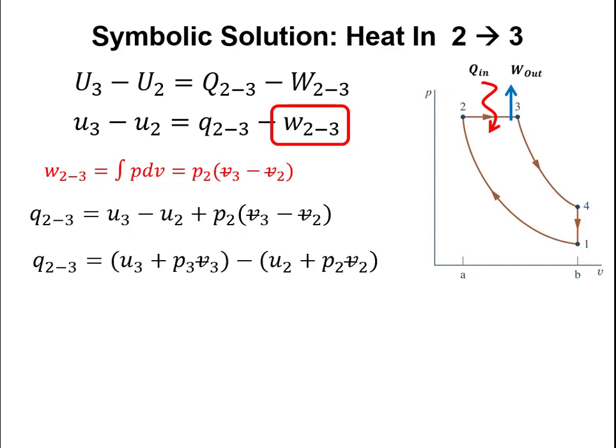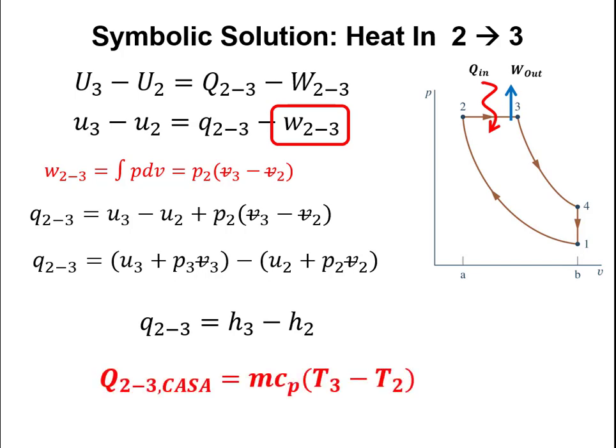I know that P2 is equal to P3, so I can group these terms by their state number, and I see that Q2 to 3 is equal to H3 minus H2. If I'm doing a cold air standard analysis with constant specific heats, now my delta H becomes Cp times delta T, so that Q is equal to M times Cp delta T. I know the mass. I don't know T2. I know Cp. And I know T3.